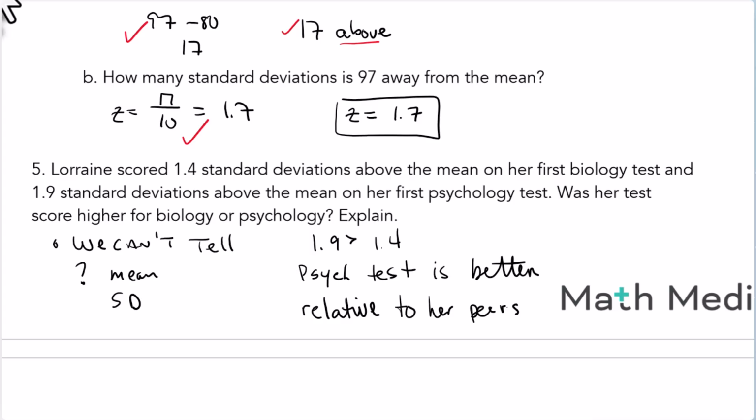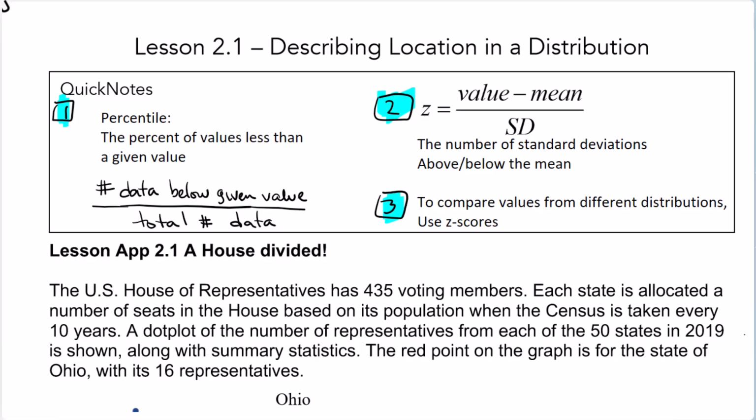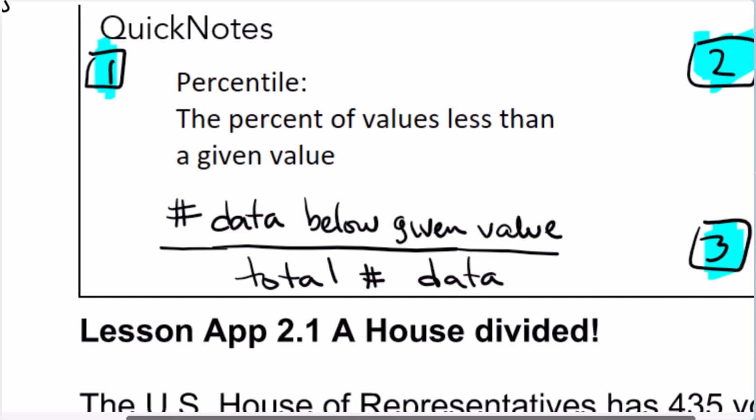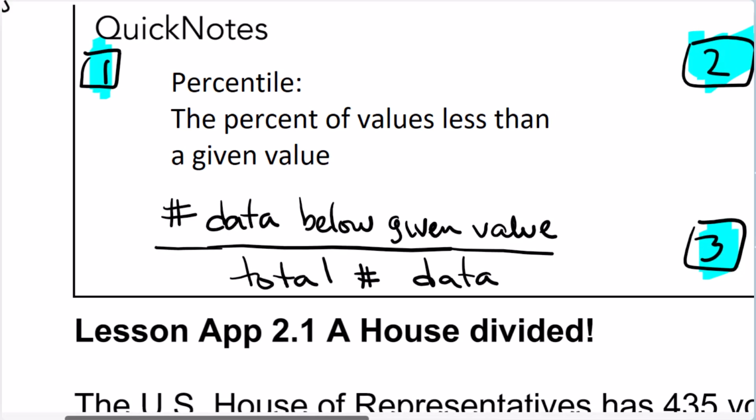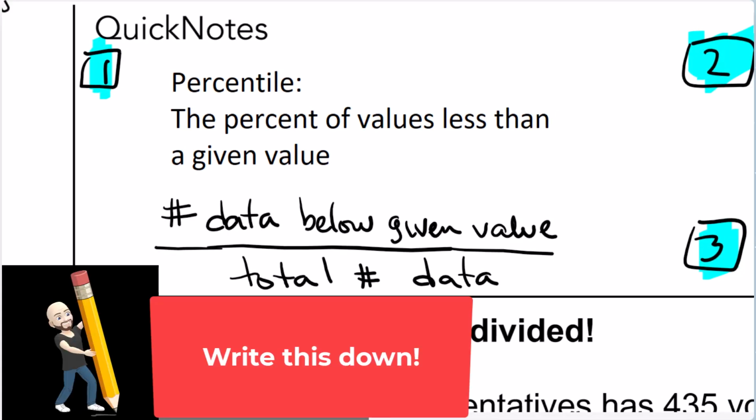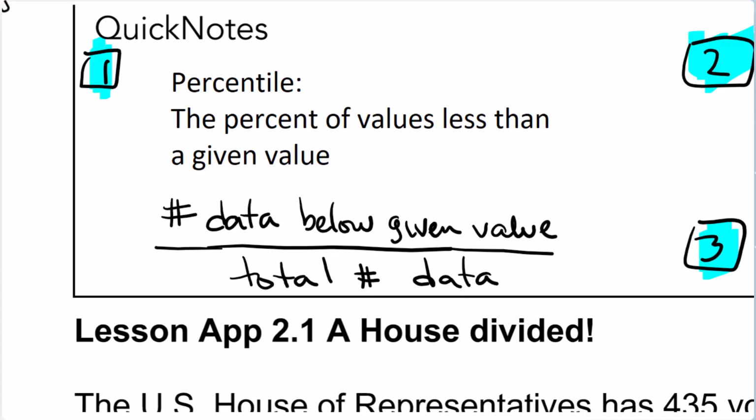All right, so that's it for this one. Let's go ahead and summarize our lesson here. The first thing that we're going to take a look at is the percentile. To calculate the percentile, we're just going to determine the number of data below a given value and divide that by the total number of data, changing that to a percent.